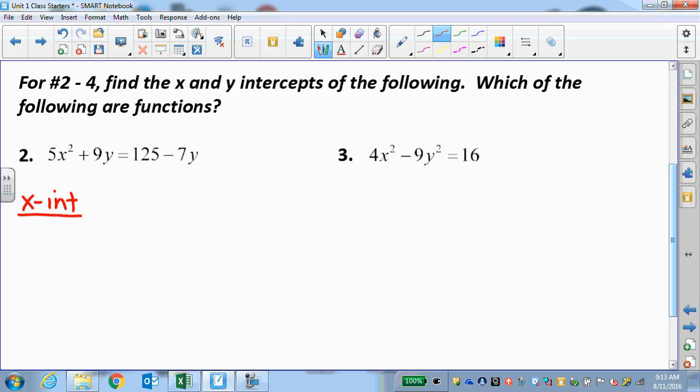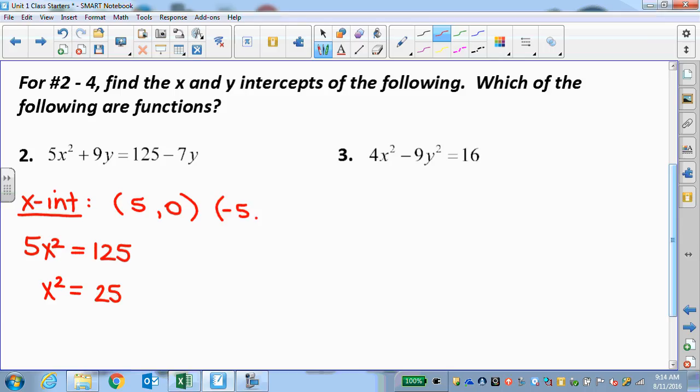So what's my equation going to look like when I plug in 0 for y? Good. 9 times 0, 7 times 0, those will cancel out. So I'm really just left with 5x squared equals 125. I've gotten that by plugging in 0 for y. I can solve this for x. I'll divide both sides by 5. And if x squared equals 25, then what does x equal? 5, or -5, right? You got 5 or -5.